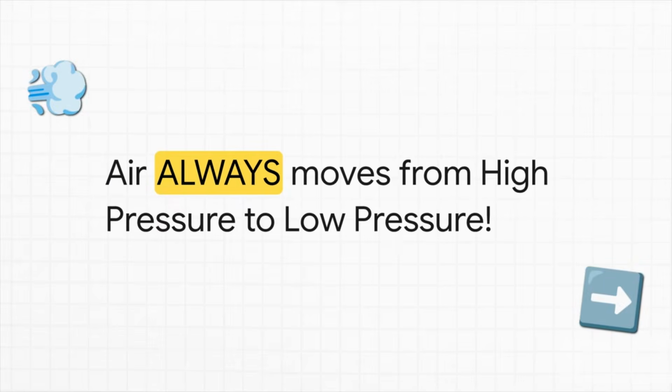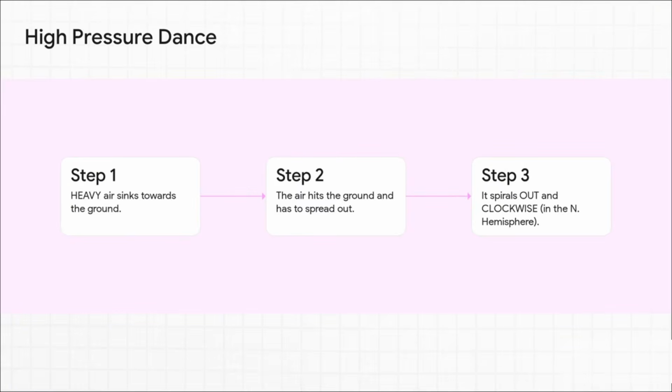And every dance has its rules, right? Well, here is the one single golden rule you have to remember. Air always moves from high pressure to low pressure, always. See, nature wants to balance things out. So it sends air from those crowded, heavy spots over to the lighter, emptier ones. So let's check out the dance moves.